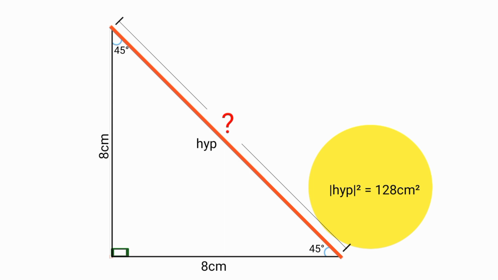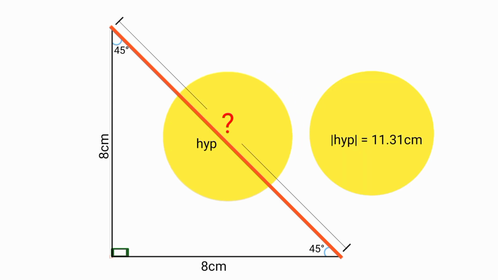To find the exact value of the hypotenuse, we find the square root of both sides. Square root of hypotenuse squared is hypotenuse, and square root of 128 centimeters squared is 11.3137 centimeters, which is approximately equal to 11.31 centimeters. So the hypotenuse, which is this side here in question, we found to be 11.31 centimeters.